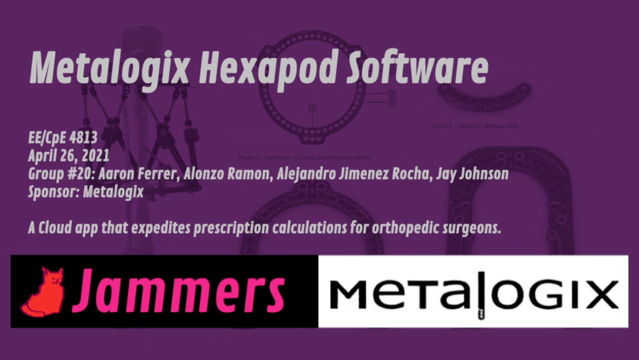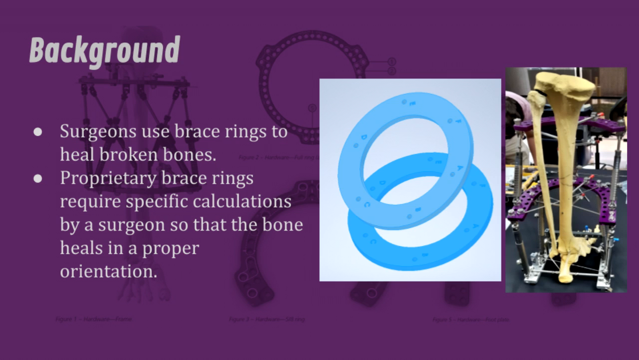We have a sponsor named Metalogics, and our deal is to create a cloud app that expedites prescription calculations for orthopedic surgeons. Essentially, the Metalogics hardware is supposed to use brace rings to heal broken bones. This is to correct bone deformities and other types of diseases. Their proprietary brace rings require specific calculations to get the bones back into place and heal them correctly. You'll be essentially breaking them little by little to put them back to where they're supposed to be.